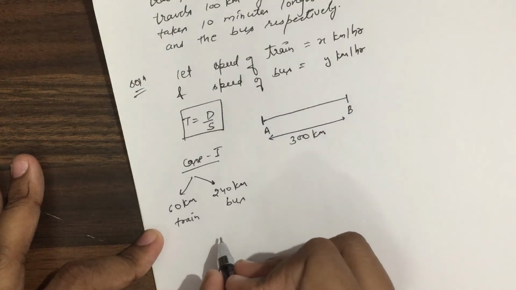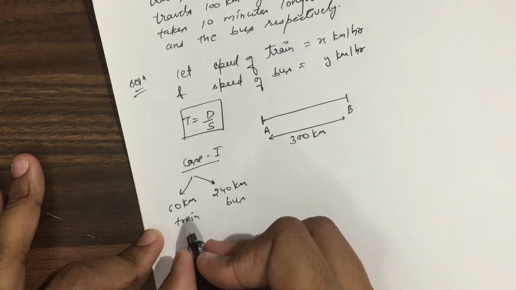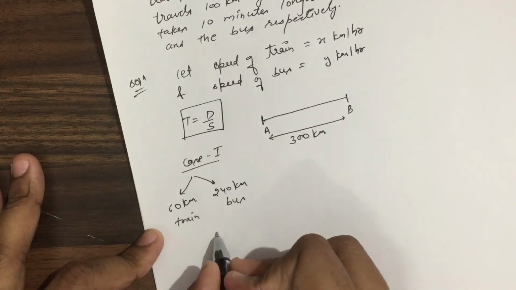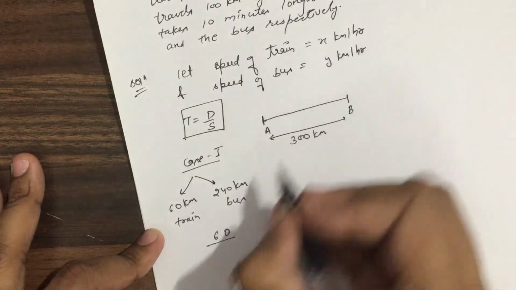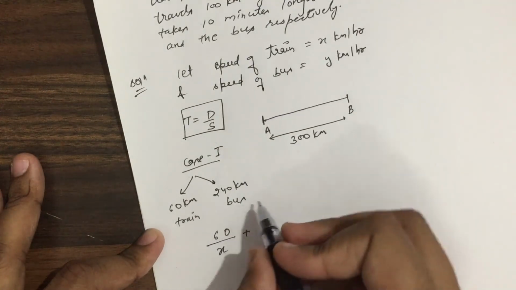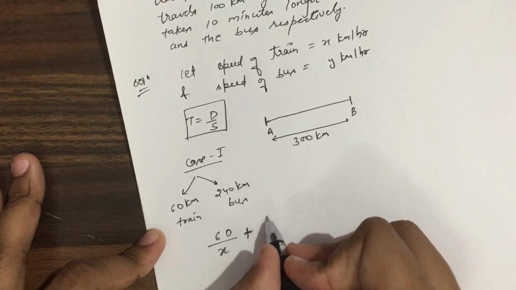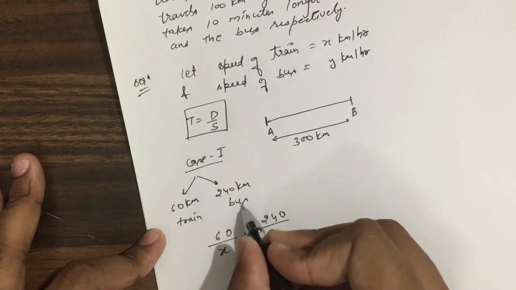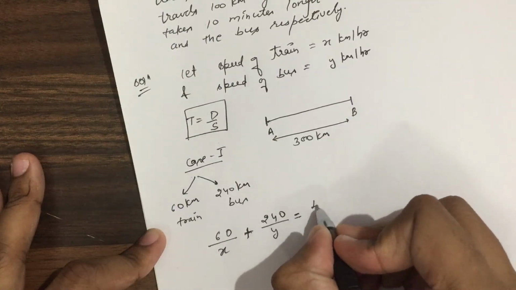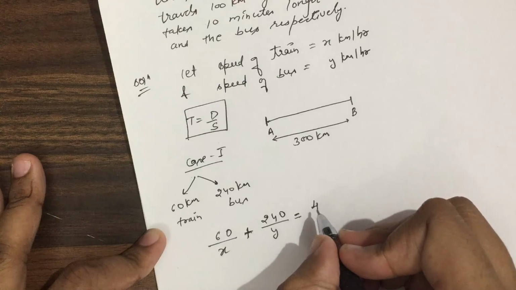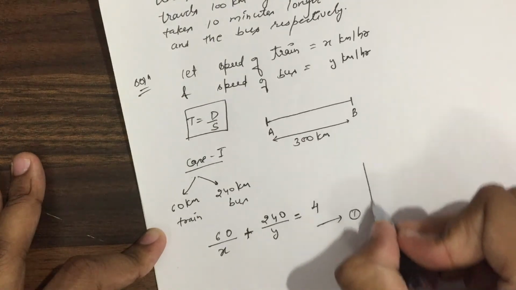So time equals distance upon speed. Time taken by train means distance upon speed. The distance is 60 and the speed of train is x, plus time taken by bus. Time is distance upon speed. The distance traveled by bus is 240 and the speed of bus is y, equal to the total time. It is 4 hours. So this will be your first equation. Now case 2.